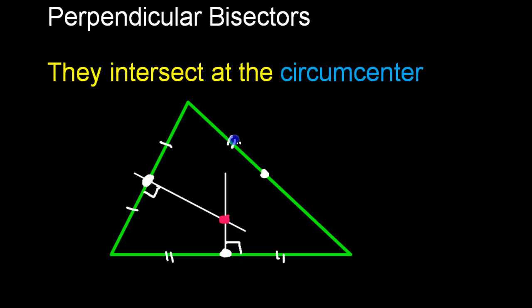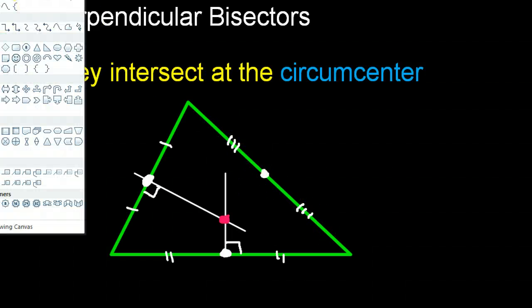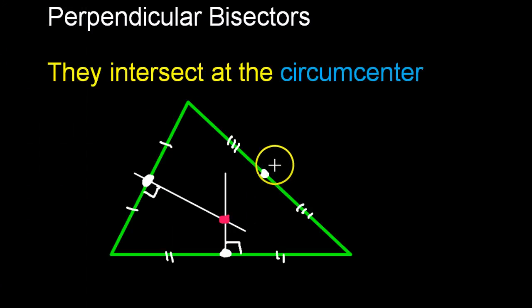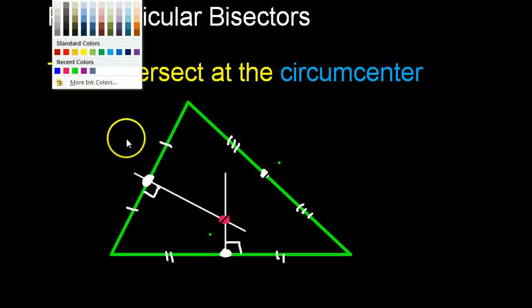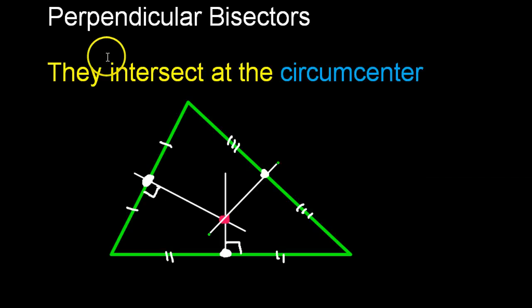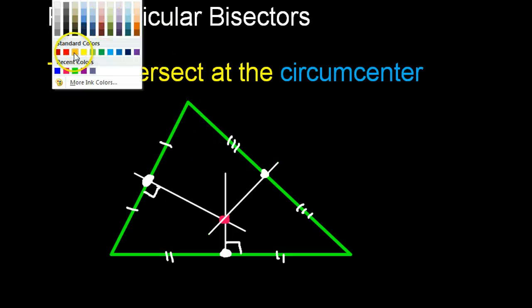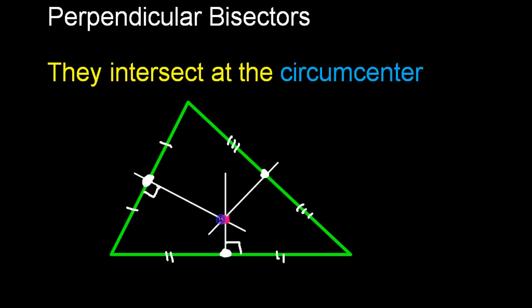So let's say this is the midpoint of this side. If I make one more perpendicular bisector, it should also meet at the circumcenter. Okay, and there you have it. So this is the circumcenter right there.